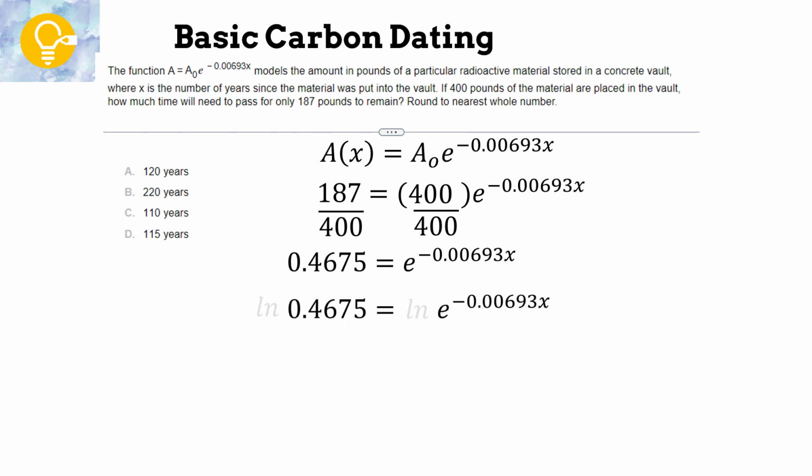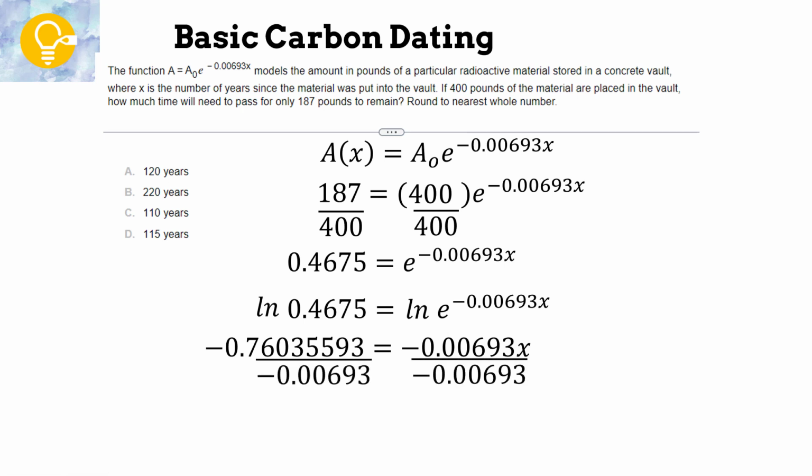What I need to do now is take the natural log of both sides. The natural log of 0.4675 is negative 0.76035593. The natural log and e cancel, leaving us with the exponent, negative 0.00693x. We're going to divide by that, and it gives us 109.719 equals x. We need to round to the nearest whole number, so it's approximately 110 years. How much time will pass for only 187 pounds to remain? 110 years.